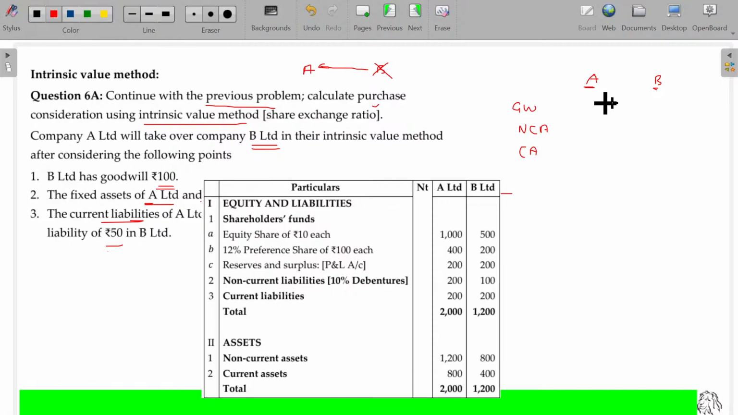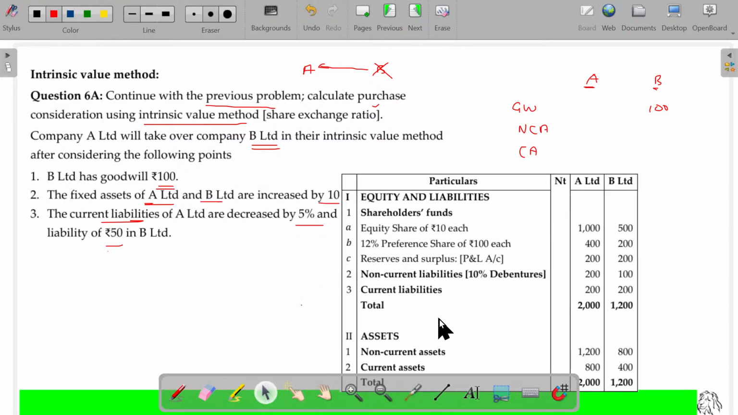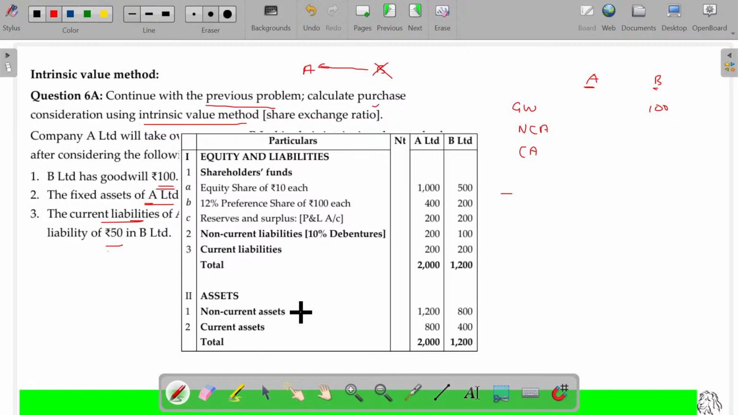So of course we have the goodwill here. Non-current assets increased by how much? 10% and 5% increase. 1,200 plus 120, 1,320, 5% being 40, 840. No information regarding current assets, so I'll take them as they are, 800 and 400.